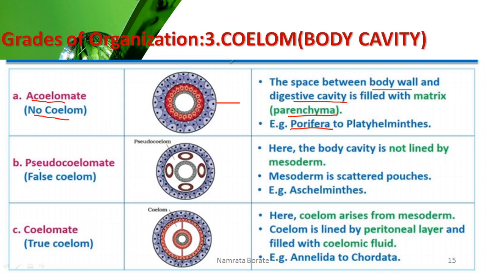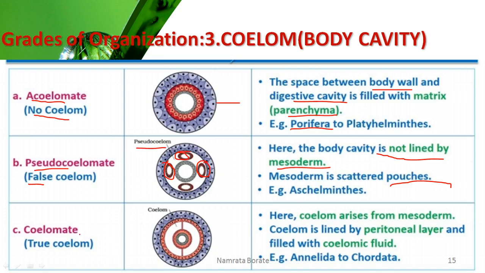The second one is a pseudocoelomate. What is pseudo? Pseudo means the false one. Means the body cavity is not lined by mesoderm. The mesoderm is scattered in pouches, as it is observed. So this one is the scattered form of the mesoderm, so it is called the pseudocoelom. It is observed in case of the Aschelminthes.